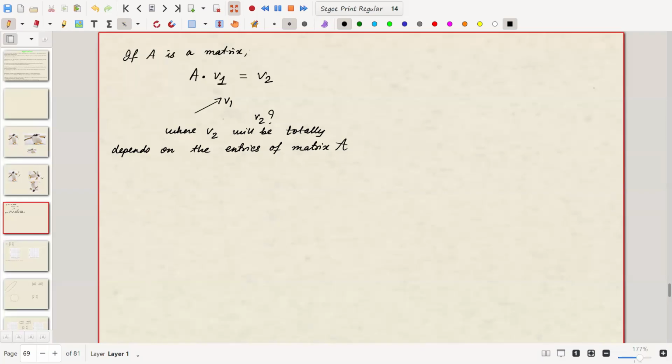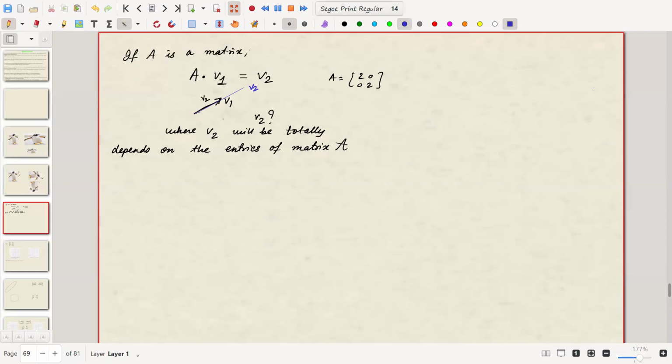Suppose it is an identity matrix, then V1 and V2 are the same. If A is this matrix, how will V2 look like? It is twice as long as V1, right? Because every element of the vector is multiplied by 2, isn't it? Okay, fine. This is what I am trying to tell you in this example over here.